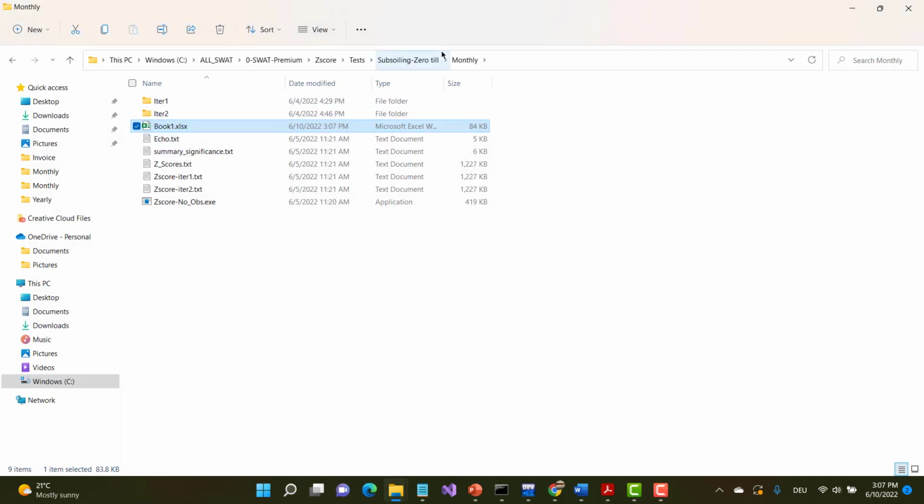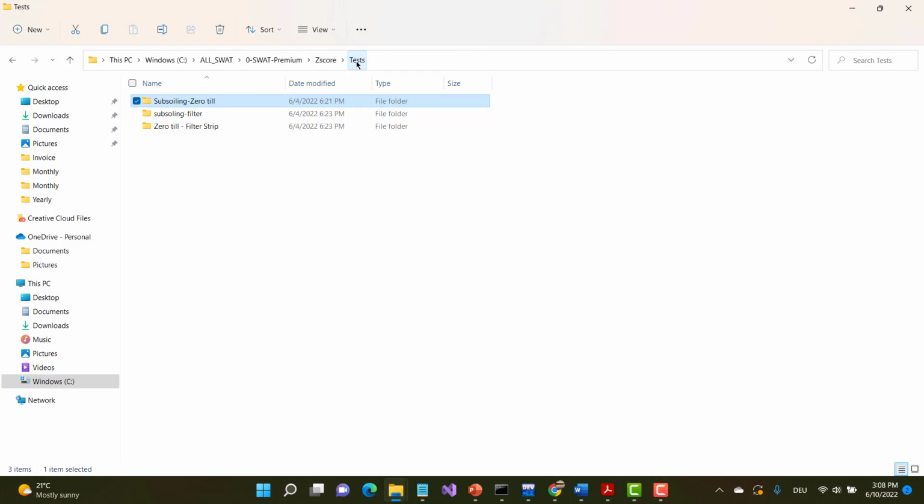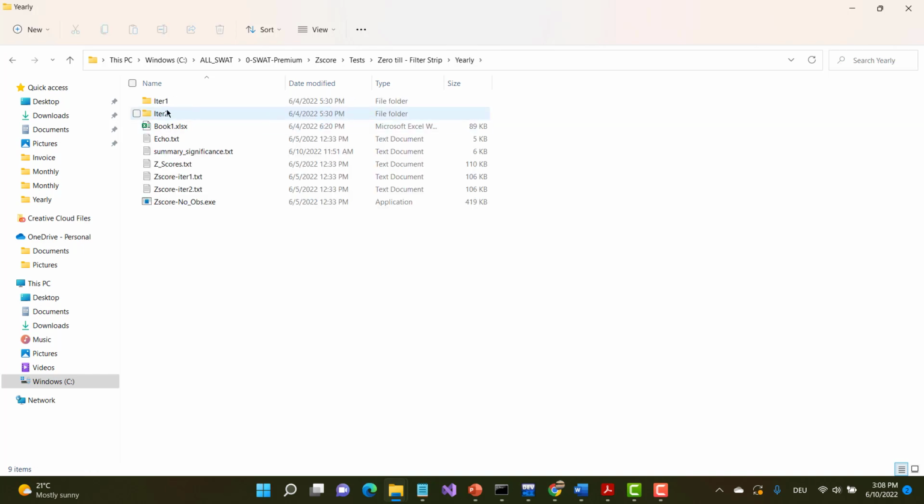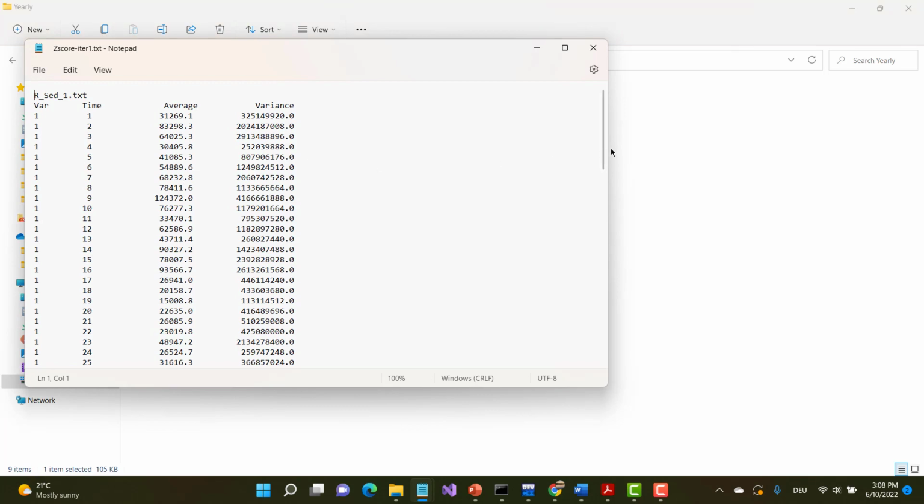I will show you. Now, this was subsoiling and zero till, the same subsoiling and filter, but we were mostly interested in the difference between zero till and filter. Again, here is monthly and yearly. So let me just go to yearly. I have 2 iterations. Iteration 1 is zero till. Iteration 2 is subsoiling. Again, I can look at these statistics.